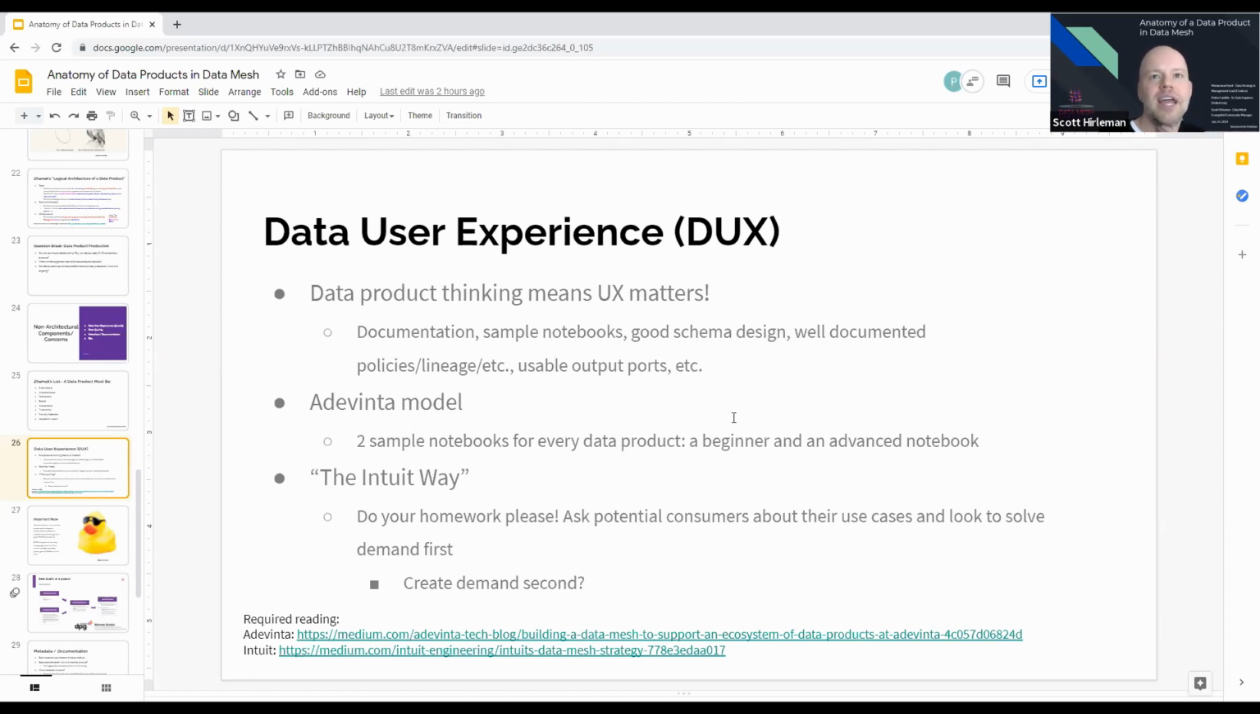They've got a beginner and an advanced notebook. The beginner one has some logical queries that the data product creator, data product owner and team would think would be useful for people. And then an advanced one that's more for data scientists, and that might be more about the raw formats and things like that. But I like that concept of thinking about how somebody can actually consume this.